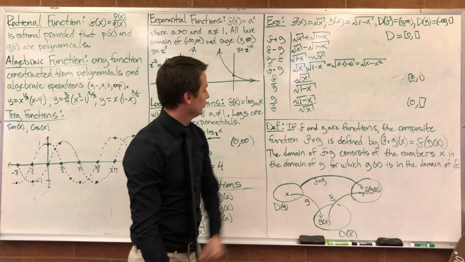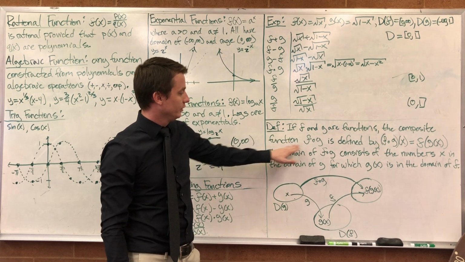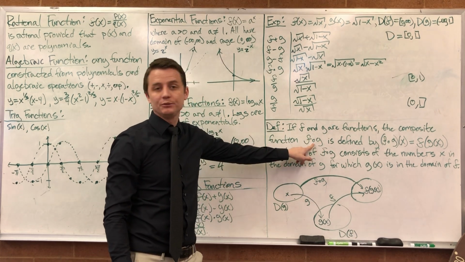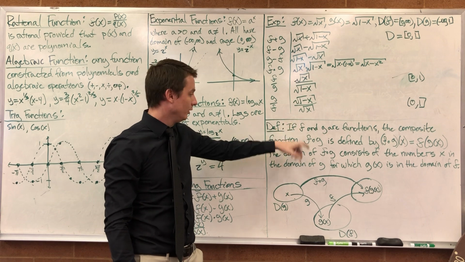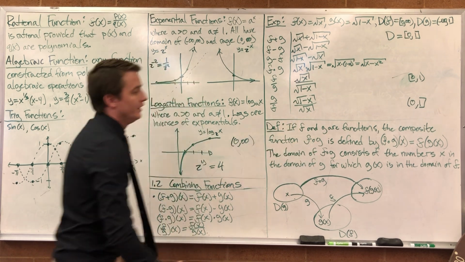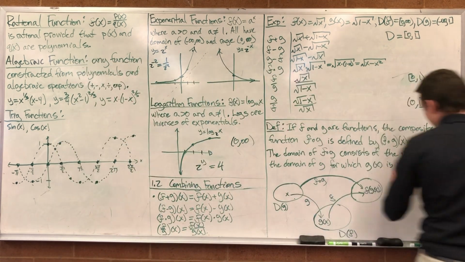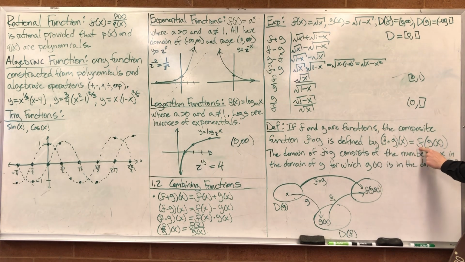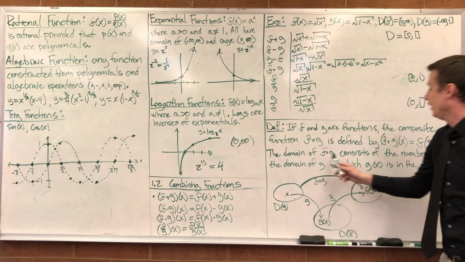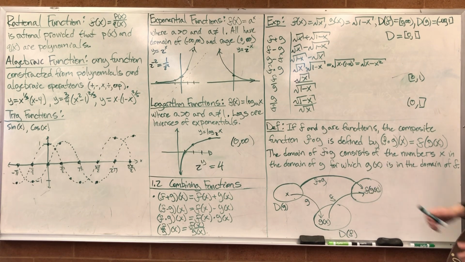If f and g are functions, then the composite function, f composed with g, that's not a times, that's an open circle, like a really small o. F composed with g is defined by f composed with g of x is just f of g of x. You with me? The domain of f composed with g consists of the numbers x in the domain of g, for which g of x is in the domain of f.